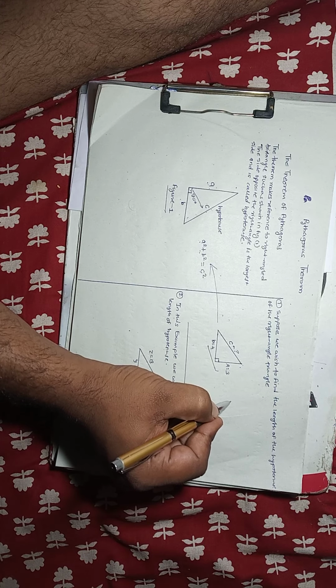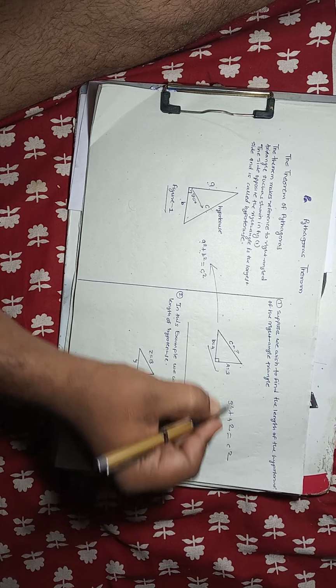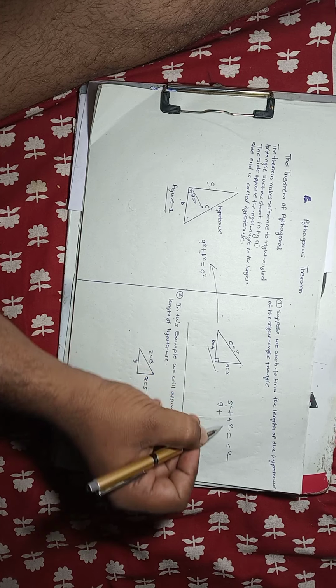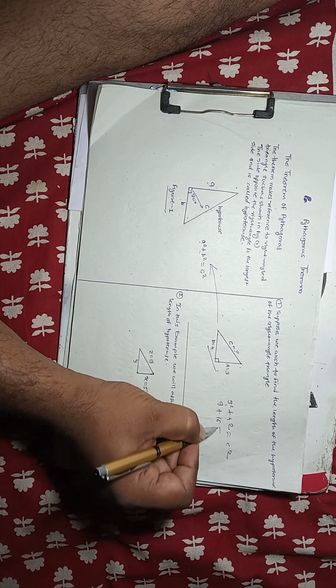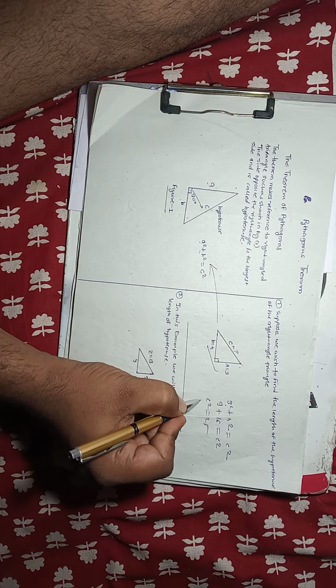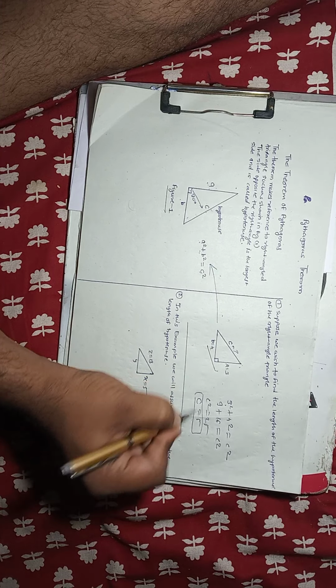So in this case it is 3 square plus 4 square is equal to c square. 3 square is 9 and 4 square is 16. So c square is 25. So the square root of 25 is 5. So c is 5. So the value of the hypotenuse is 5.